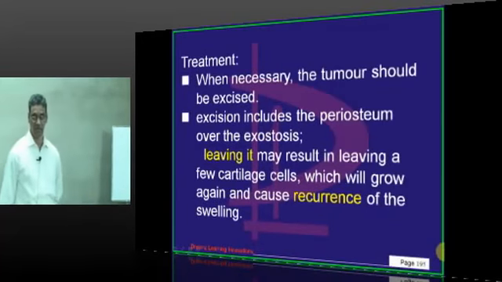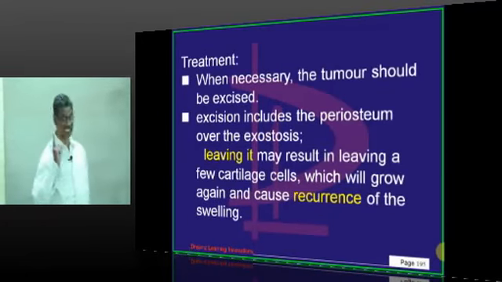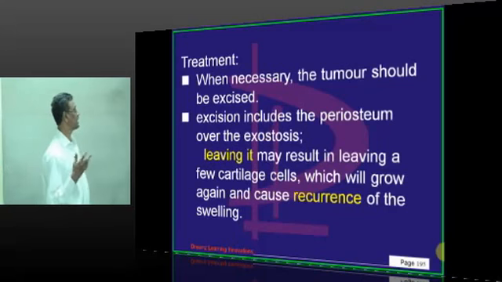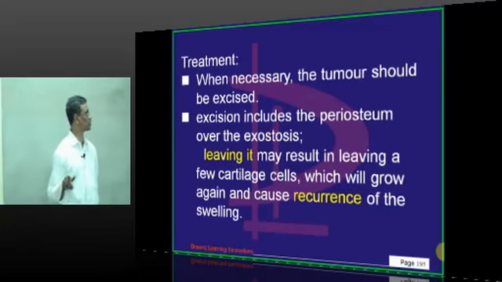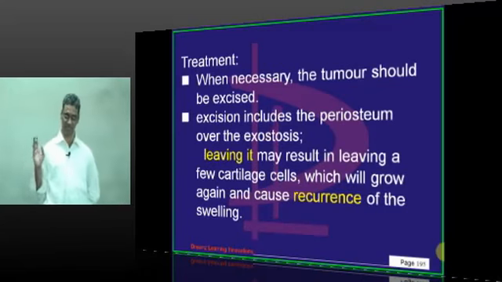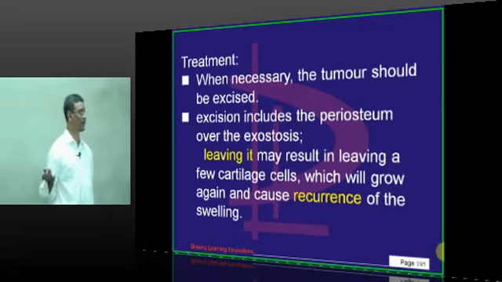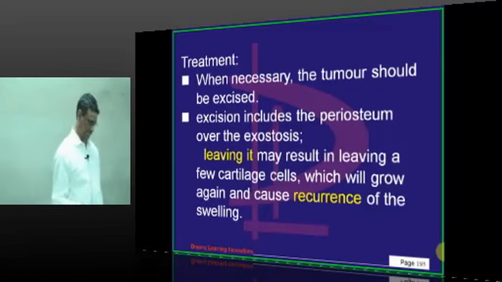So the treatment: whenever necessary, that means whenever there is a complication, whether benign or malignant, the tumor should be excised. Excision should be along with the periosteum. Leaving it may leave a few cartilage cells, and then it may cause a recurrence.